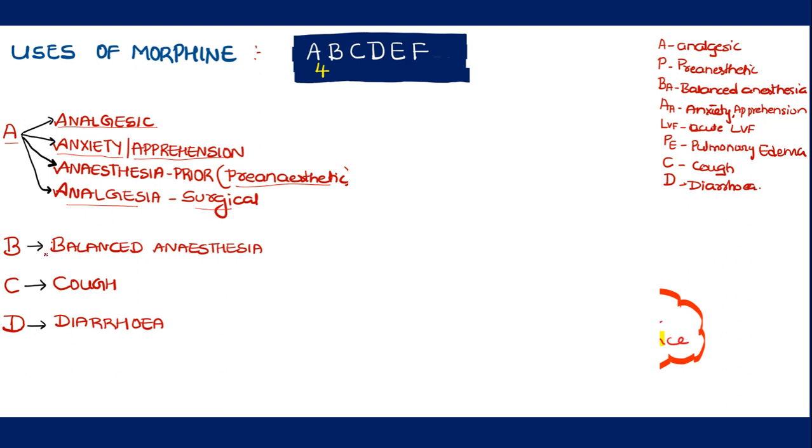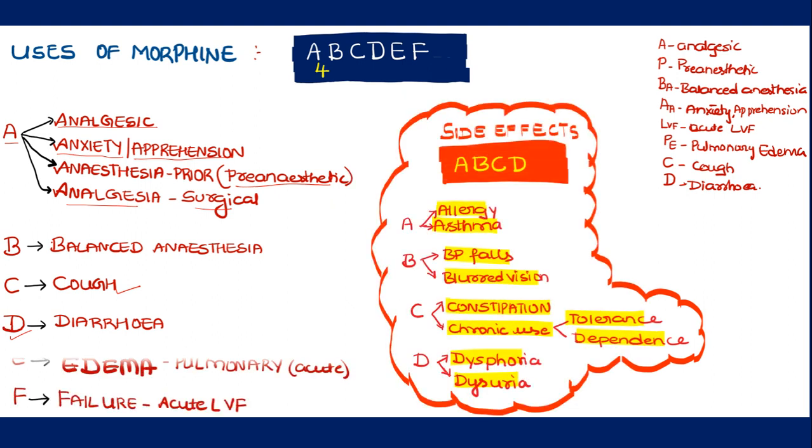B stands for balanced anesthesia; it is used along with anesthesia to produce balanced anesthesia. C stands for cough; it is used to suppress the cough as an antitussive agent. D stands for diarrhea; since it has constipation as a side effect, it can be utilized in the treatment or control of diarrhea. And a very important thing where morphine finds its use is E, edema, that is acute pulmonary edema, and F, failure, in case of acute left ventricular failure. So you can remember A, B, C, D, E, F. These are the uses of morphine.